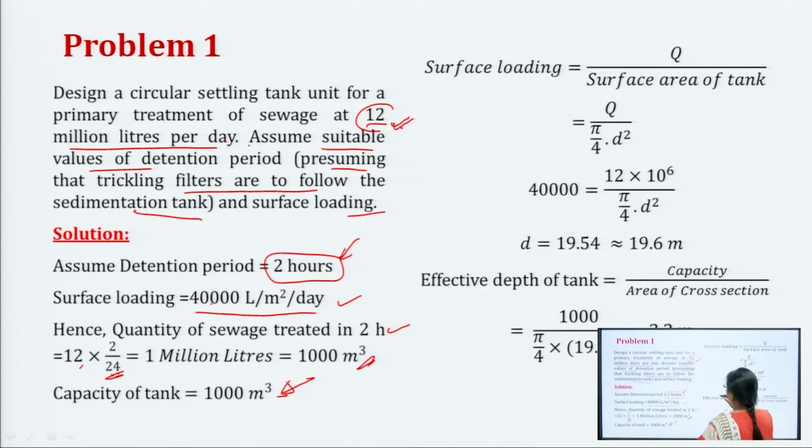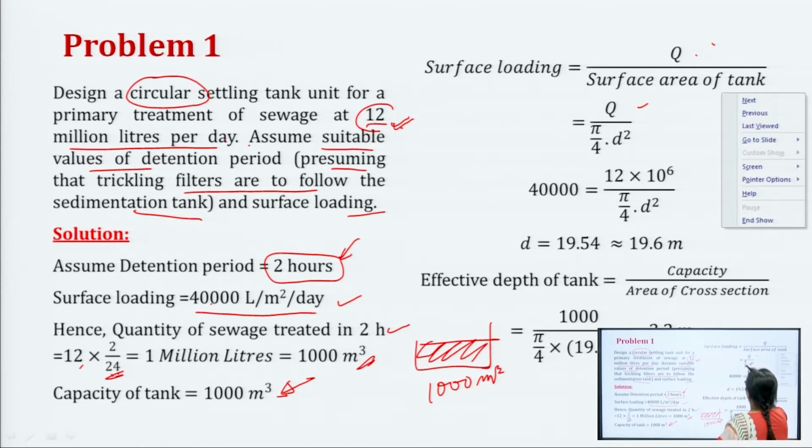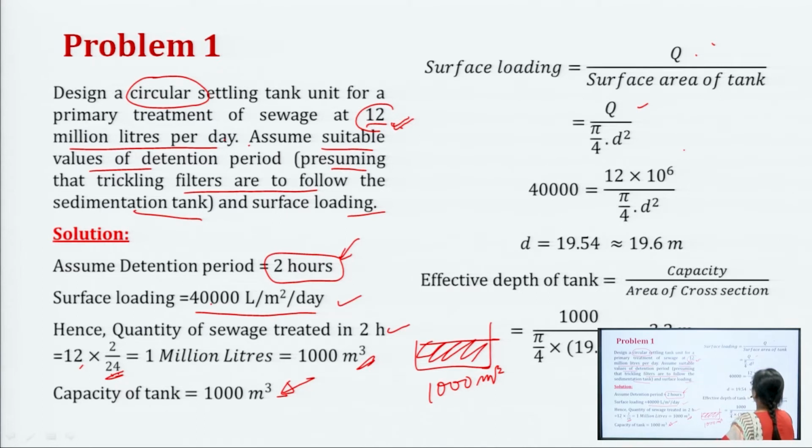Now, what you know here is that your tank is going to be for 1000 meter cube, right. The others you have to design. Now, what is the surface loading? Surface loading is Q divided by the surface area of the tank. You are supposed to design a circular tank here, right. So, Q by surface area of the tank, and the surface area of the tank will be pi by 4 d square, right. You are going to design this d here.